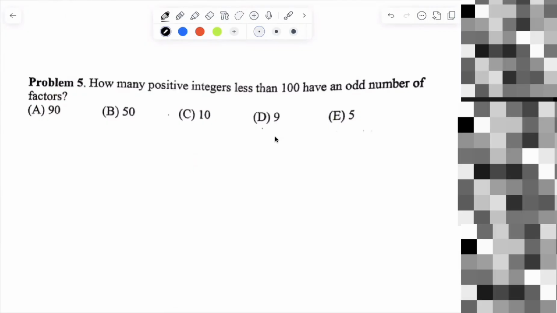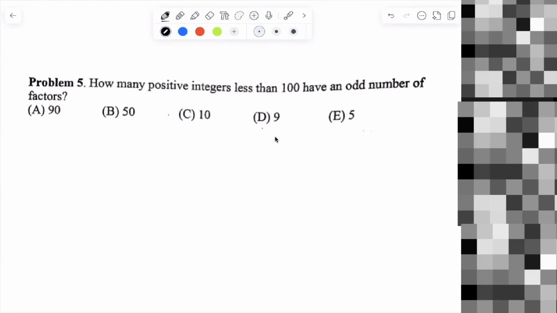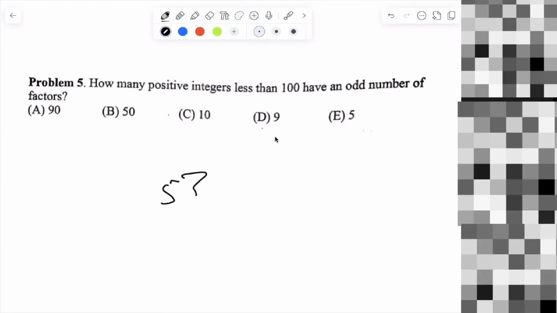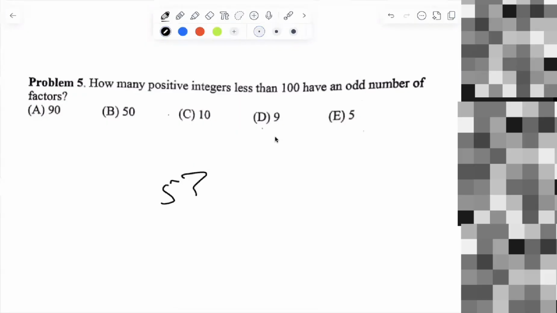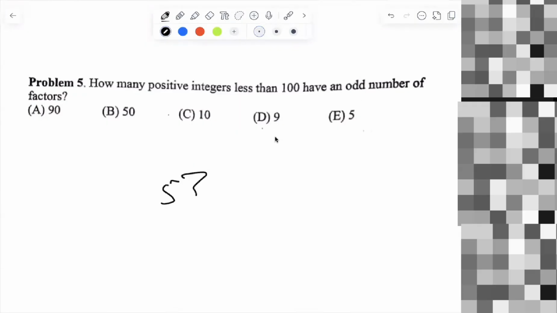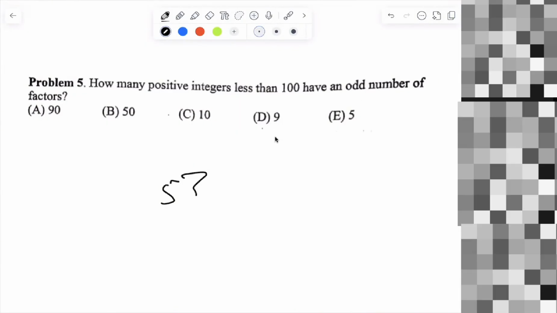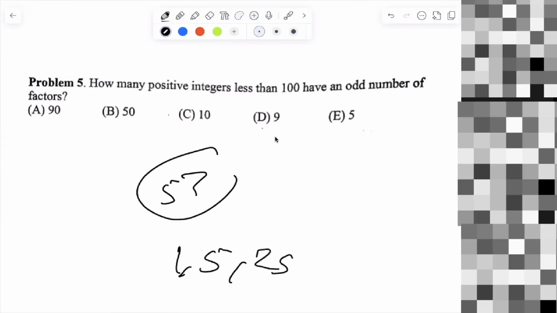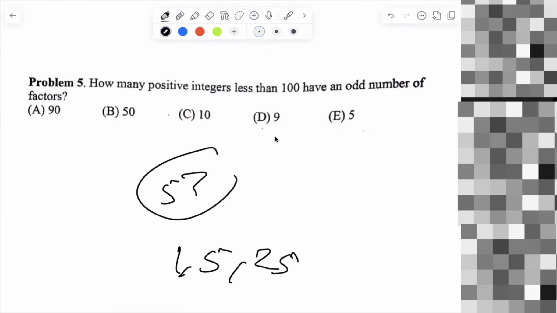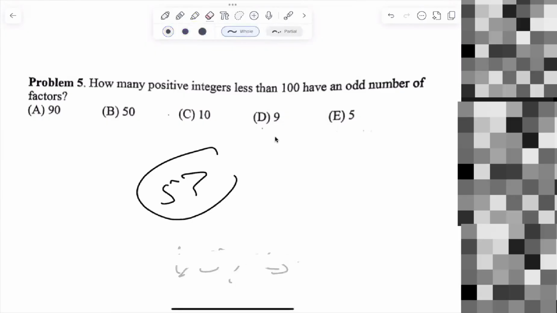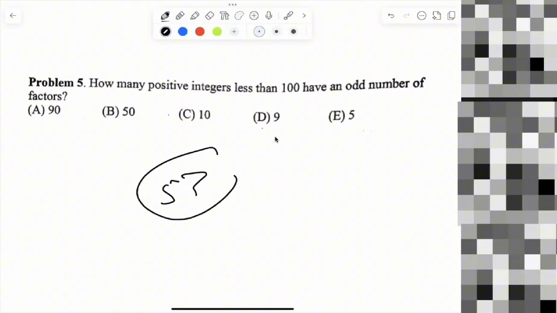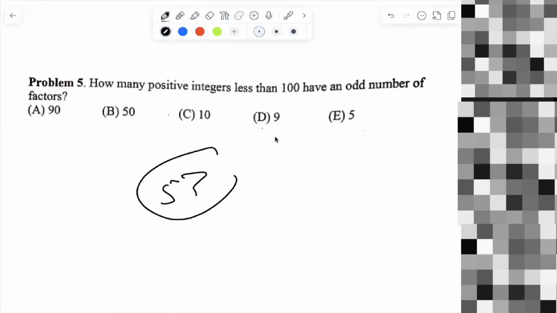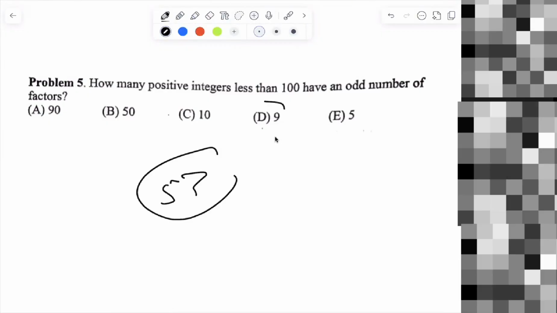This is just a number, say 5, raised to the second power, or 5 squared. Just like that. Well, notice that this 5 squared has factors 1, 5, 25. That's an odd number of factors. So, notice that there's 9 possible squares less than 100. So there's 9 possible numbers that have an odd number of factors. So the answer is just D.